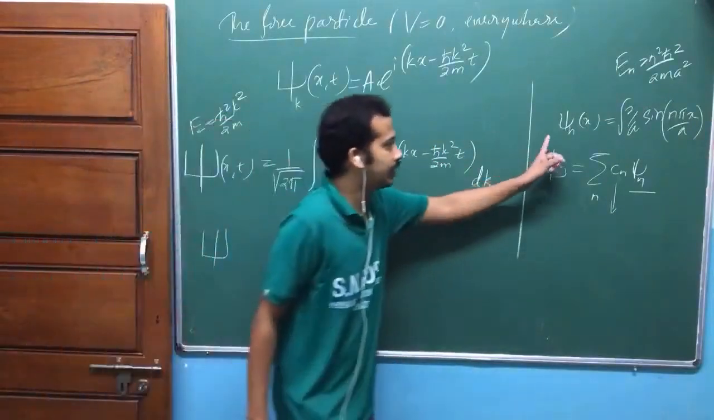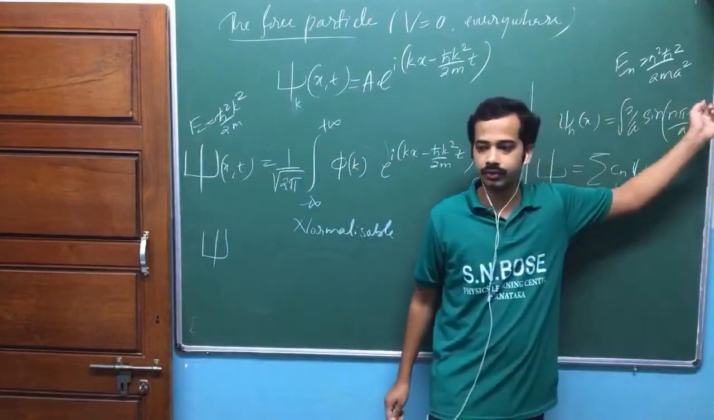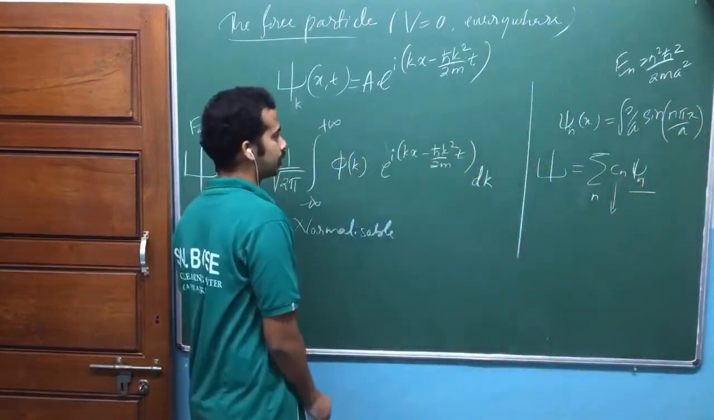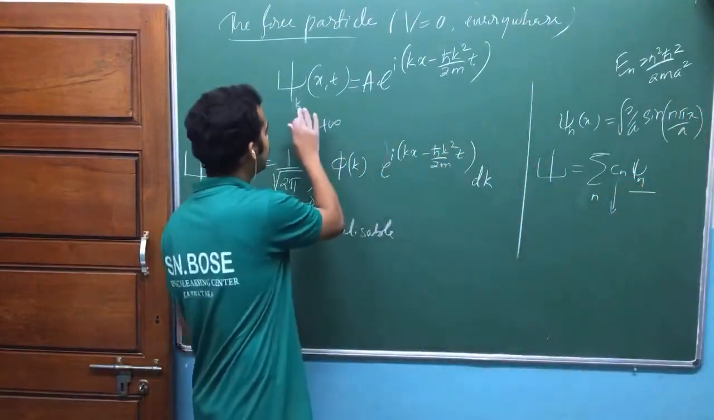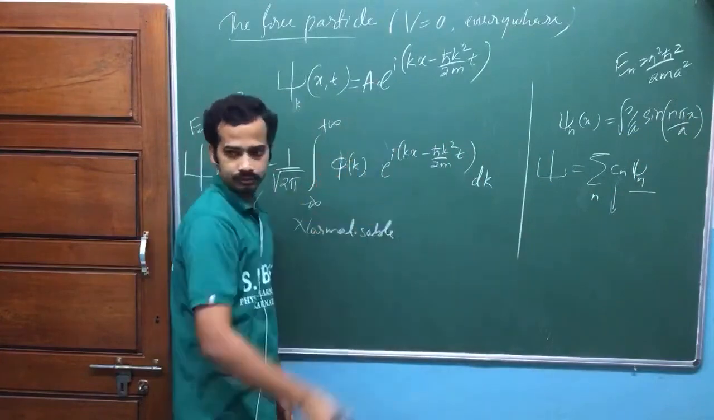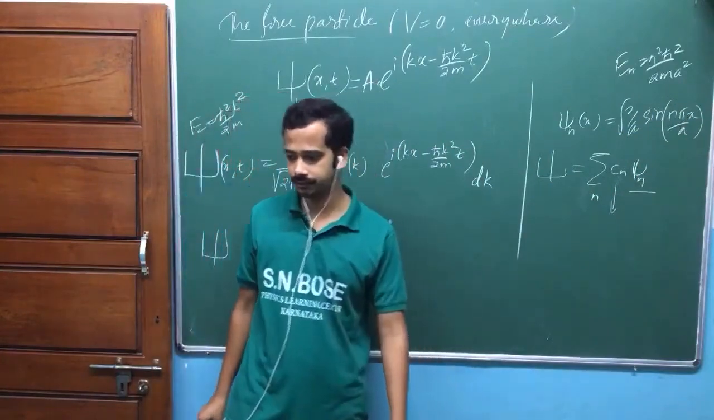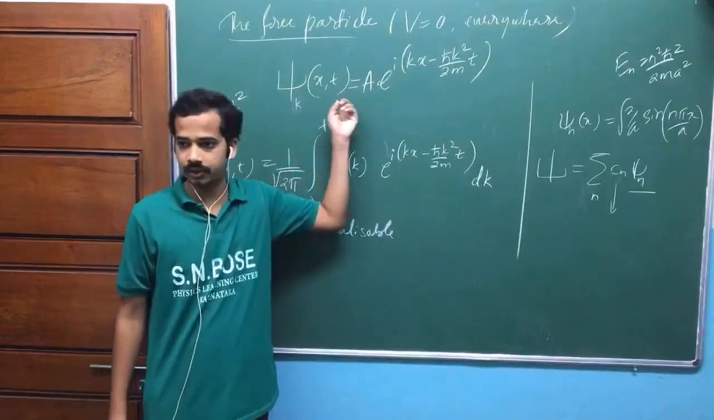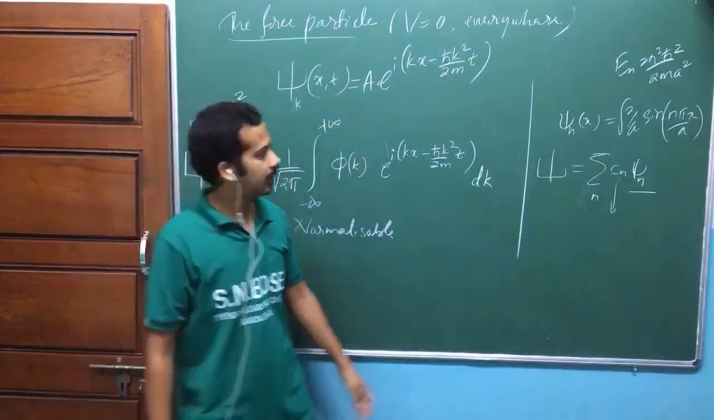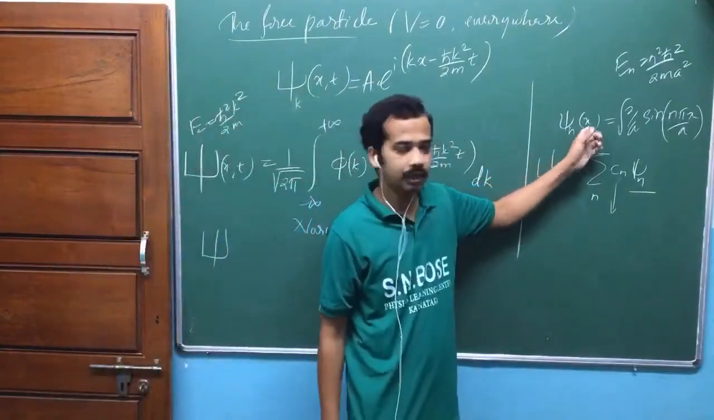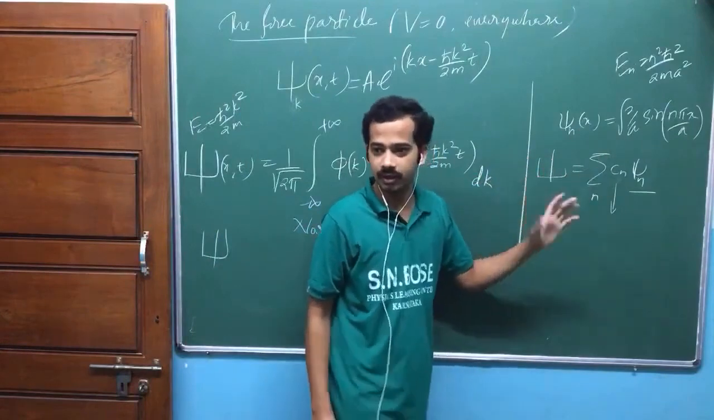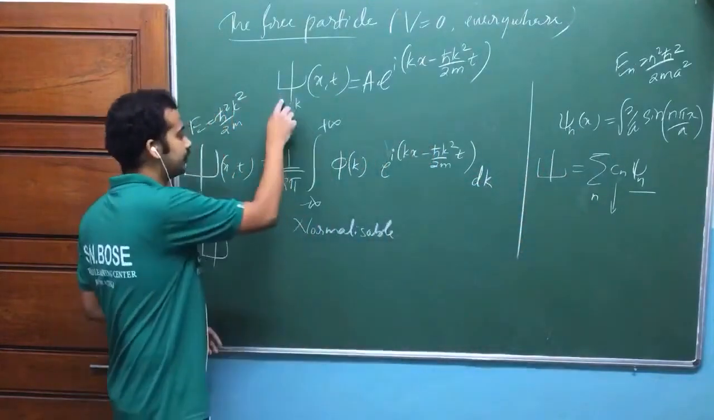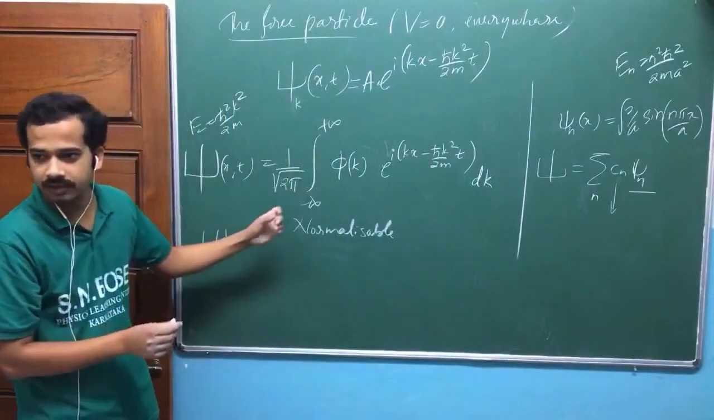I put psi n here. This is a normalizable solution. I don't have any integer restriction here, that's why I put k. But this is not normalizable. This is not acceptable. A particle can be in this state, a linear combination state. But a free particle cannot be in this state. A free particle can be in this state. Why? This is normalizable.